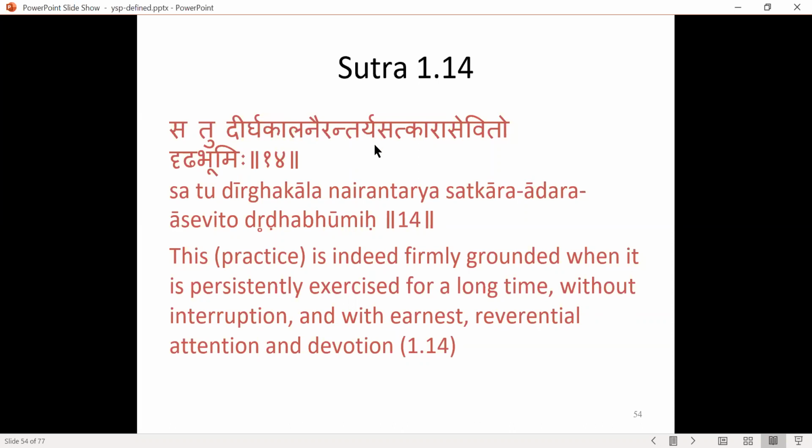Nairantarya. Antar means a gap, and when you add the prefix nai, it means no gap. It's zero. No interruption, no gaps. Then the word satkara. Satkara means a sense of devotion, a sense of trust. Respect, belief. All these words can be used for satkara. Asevitaha means practiced, basically. Asevitaha means enjoyed. So the whole thing means that to stay on firm ground, you have to practice for a long time, dirghakala, without interruption, and with a sense of devotion, a sense of reverential treatment, you can call it.